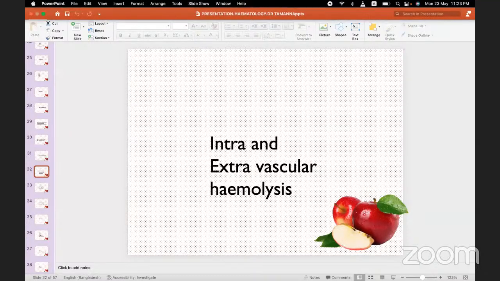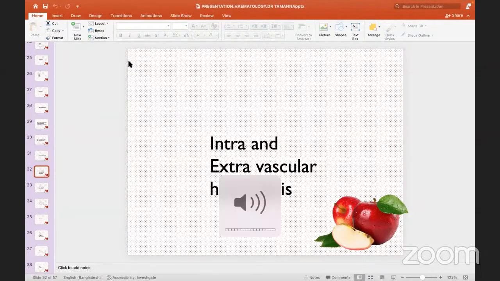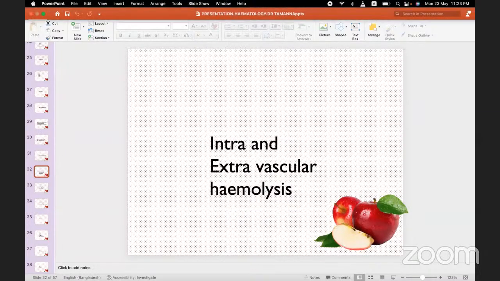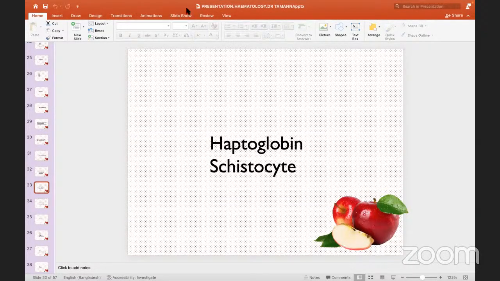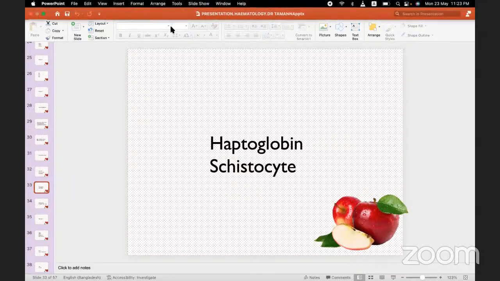How can you define intravascular and extravascular? Is there any test that will identify there is intravascular hemolysis, there is extravascular hemolysis? Can anyone tell us one or two points? Hepcidin. Hepcidin, very good. Okay, hepcidin will be high. Hepcidin, no, actually, haptoglobin. I guess you are trying to say haptoglobin, right? Haptoglobin will be high or low in case of intravascular hemolysis? Low. I think the haptoglobin will be fully utilized.